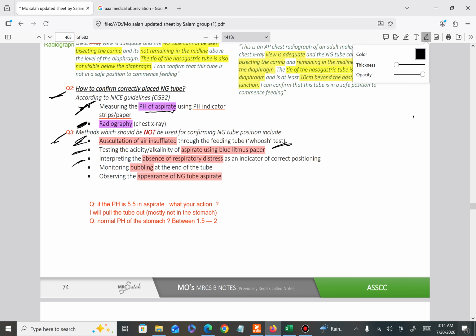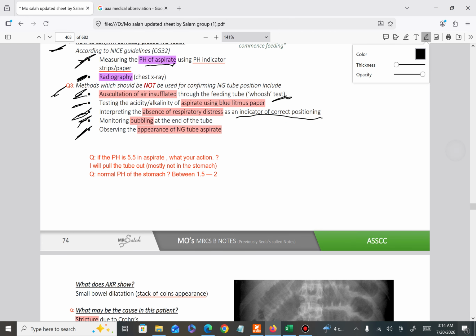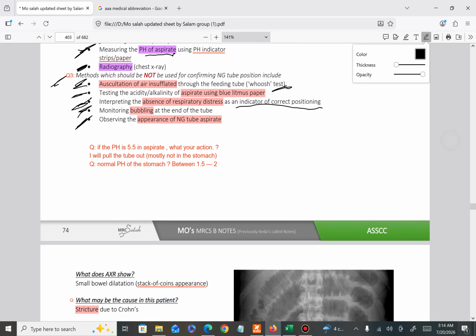Then the third method which should not be used is interpreting the absence of respiratory distress as an indicator of the correct position. Then monitoring bubbling at the end of the tube, it is not a good method, it should not be used. And observing the appearance of NG tube aspirate. So these methods should not be used to confirm the NG tube position.